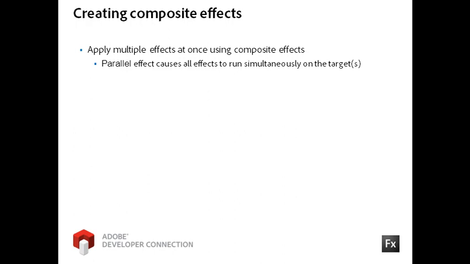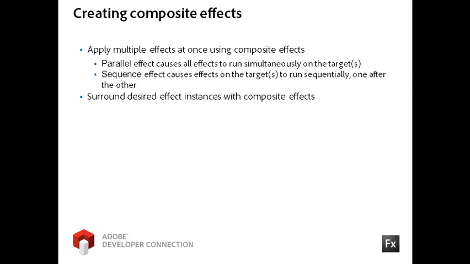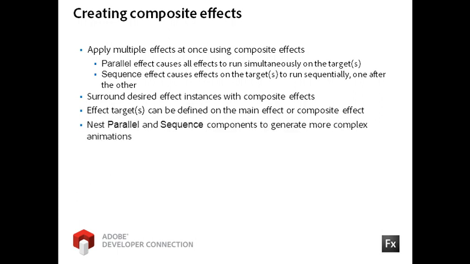Next, I will show you how to string effects together to create the full back and forth shaking effect. To apply multiple effects at once, you will use Composite Effects. The parallel composite effect causes all effects to run simultaneously, while the sequence composite effect causes effects to run sequentially. You surround all of your effects with one of the composite effects. The target of the effect can be defined on the individual effects or on the composite effect. You can even nest composite effects to generate more complex animations. You will learn how to do that in the next video.